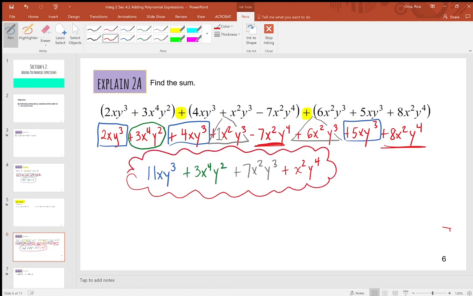Okay, and that's pretty much it. That's how you add two polynomials together.